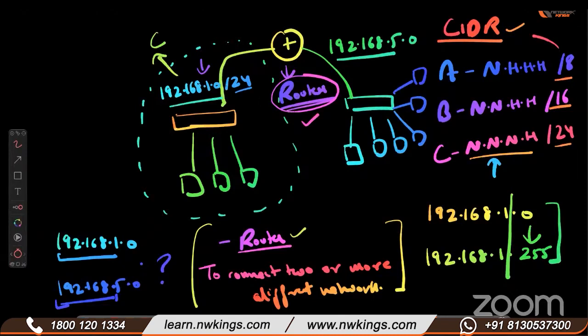Sir, I have a question. Here there are A, B, C different classes. Their network part is first, and another part is host. Sir, host means the computers are mainly nodes, and what does network mean?